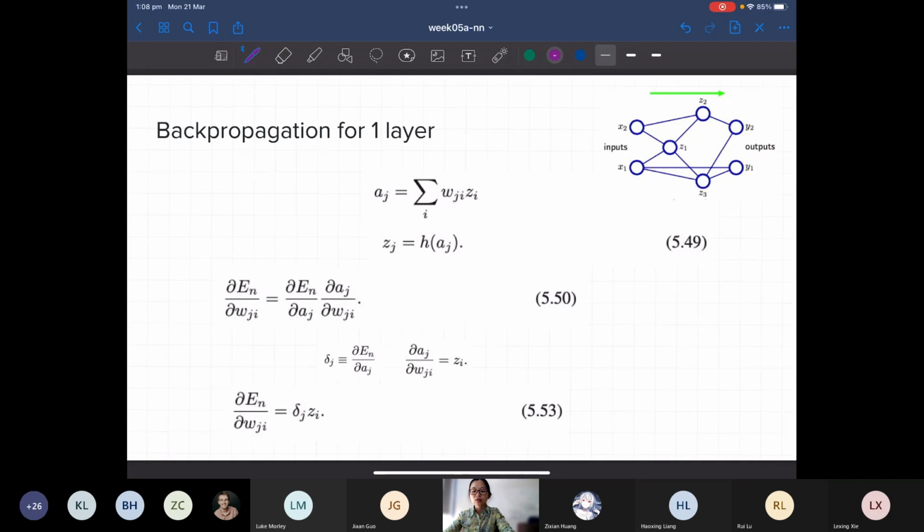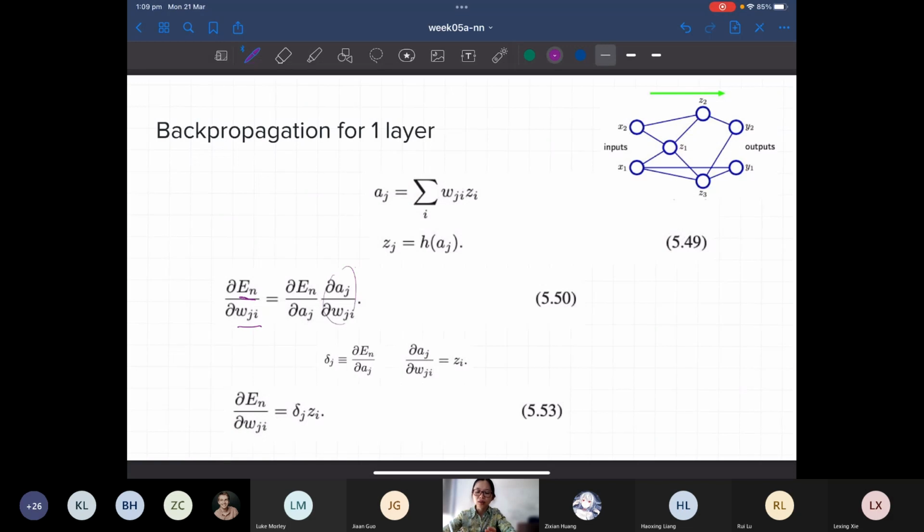So right now, let's compute the backpropagation for 1 layer. This is no longer forward anymore. If we only have 1 layer, and we care about the error of a data point n, we apply the chain rule. Basically, we want to compute the derivative of the error for point n with respect to WJI, one of the W's. The chain rule simply says we compute the derivative of the error with respect to the activation, before the nonlinearity, and then the activation with respect to the weights.